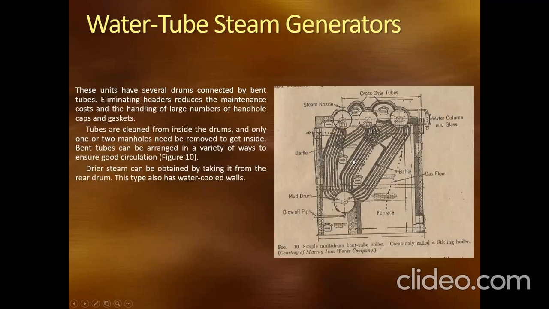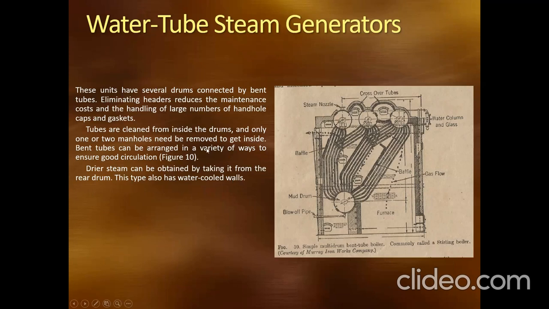Connected by bent tube. Eliminating headers reduces the maintenance cost and handling of large number of handle caps and gasket. Tubes are clean from the inside of the drums and only one or two manholes need to be removed to get inside. Bent tubes can be arranged in a variety of ways to ensure good circulation. Figure 10. Dryer steam can be obtained by taking it from the rear drum.